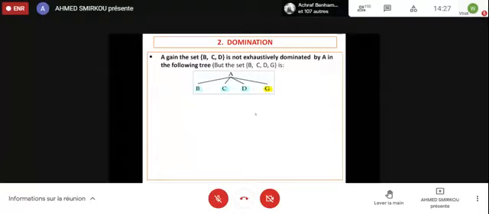So it depends on the question. If I say B, C, D, G, of course, this set is exhaustively dominated by A. If I say just C, D, G, no, because B is also dominated by A, and I didn't include it in the question, which means that the whole set is exhaustively dominated by A. But if you exclude any one of them, then you violate the second part of the definition.